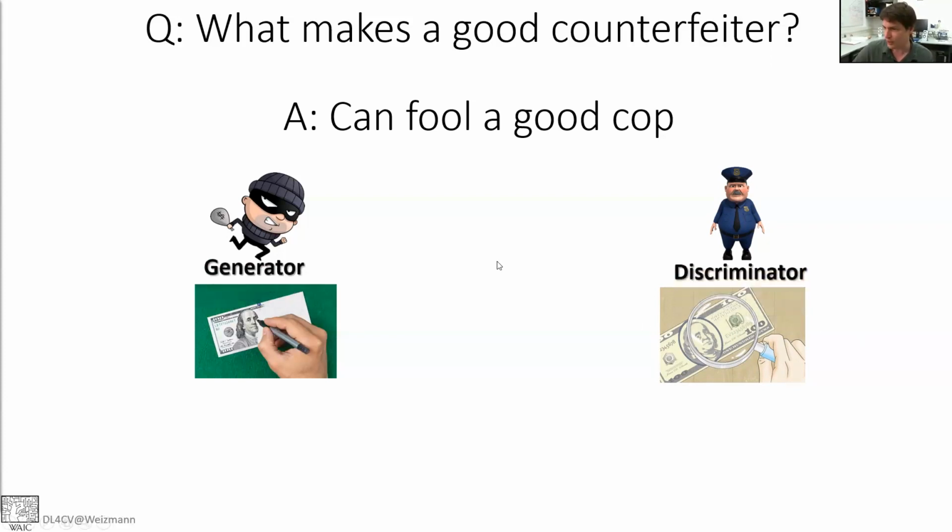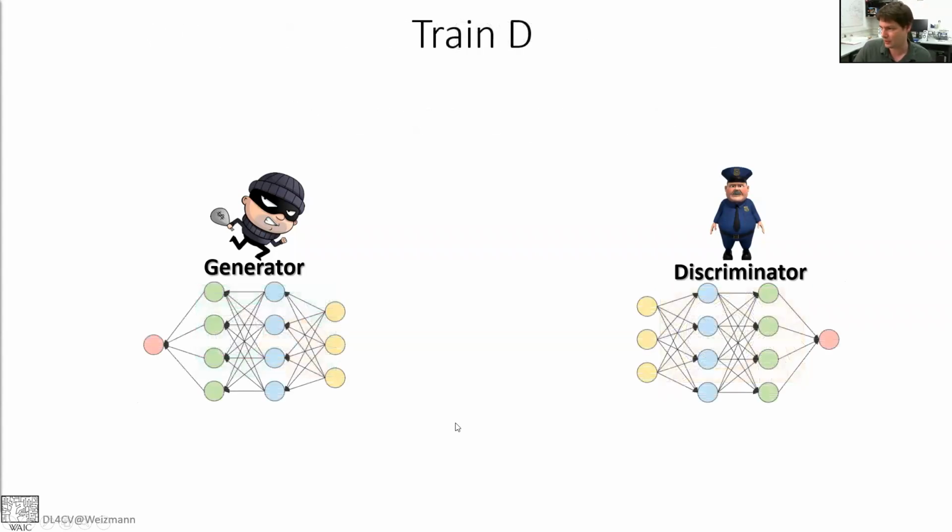We're going to name this counterfeiter and this cop. The counterfeiter is called the generator, and the cop is called the discriminator. Naturally, from the topic that we're learning, you can probably guess that both of them are going to be neural networks. So we're going to have these two neural networks competing with each other, called the generator and the discriminator.